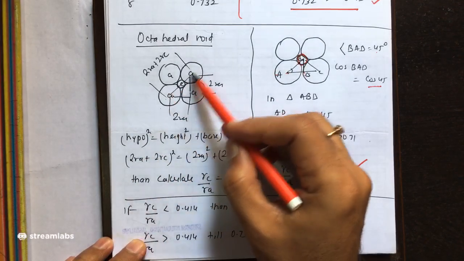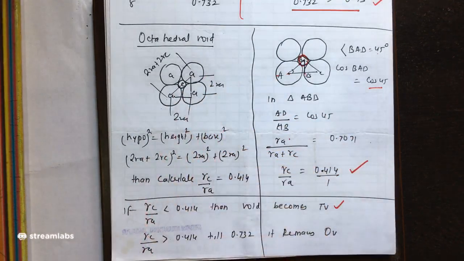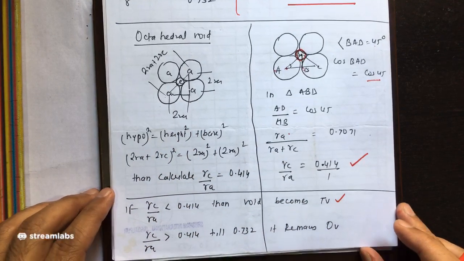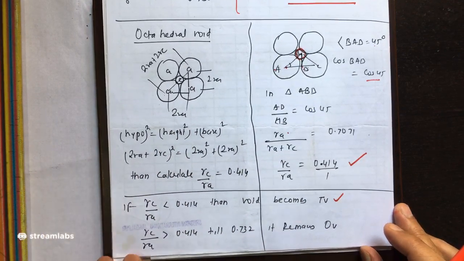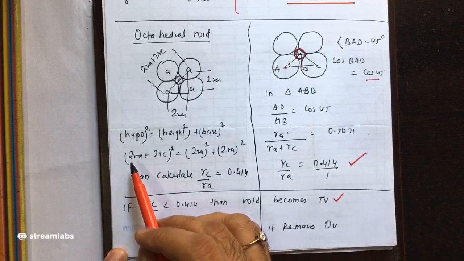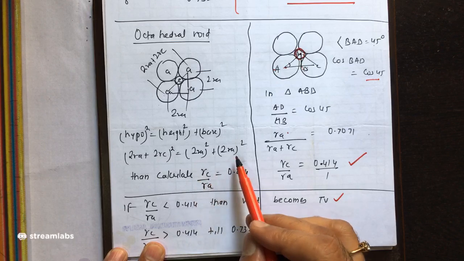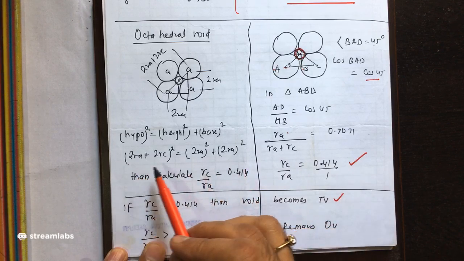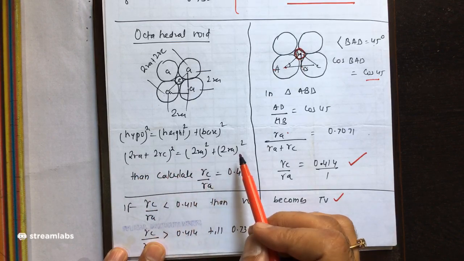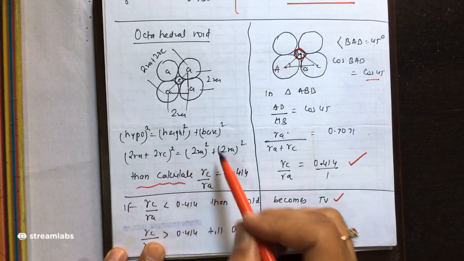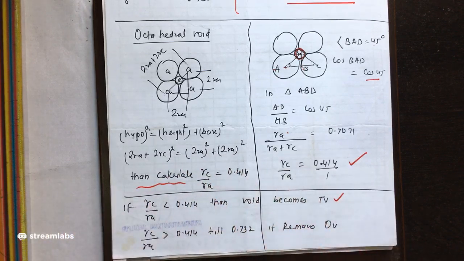So if this is the hypotenuse, this is the height, and this is the base, then hypotenuse square is equal to height square plus base square. The hypotenuse is 2RA plus 2RC, the height is 2RA, and the base is 2RA. After opening the square term, we calculate RC by RA.